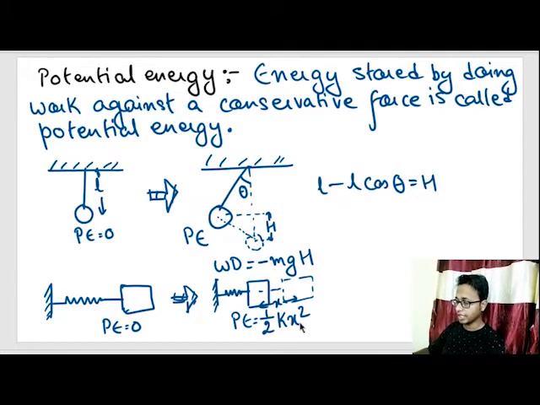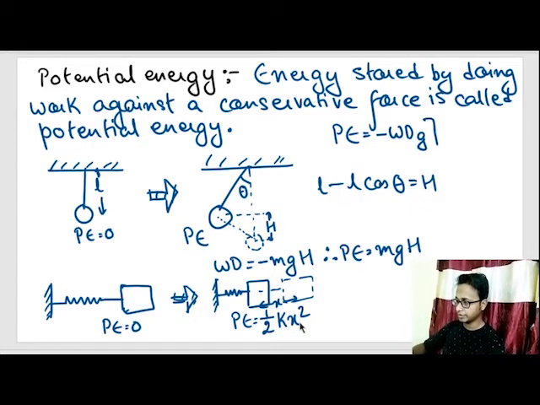Out here, work done against gravity force is equal to minus mgh. Therefore, potential energy is equal to plus mgh. Okay. Potential energy is nothing but minus work done against a conservative force.